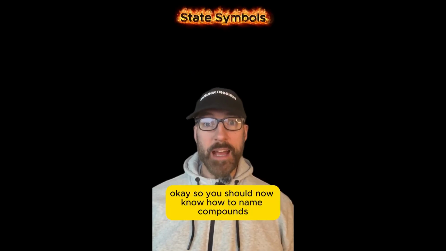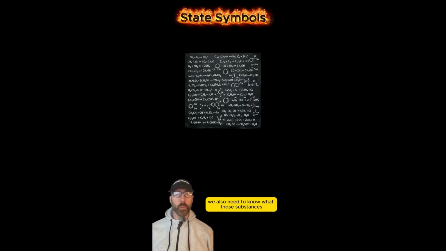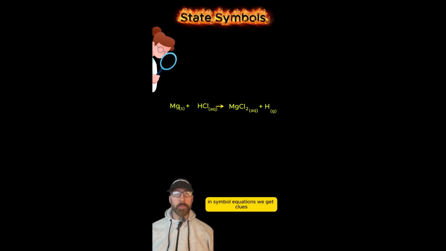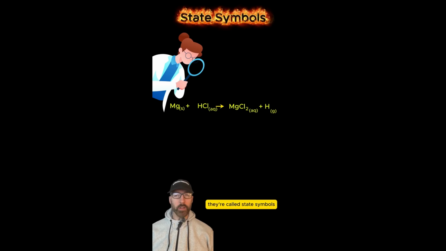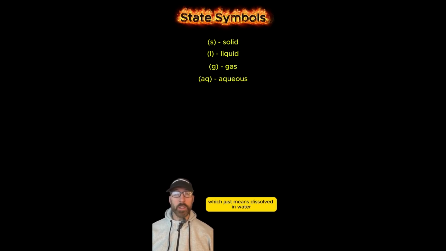Okay, so you should now know how to name compounds. But when we write chemical equations, we also need to know what those substances actually look like. In symbol equations, we get clues. They're called state symbols. State symbols tell you the state a reactant or product is in. They are written in brackets. S for solid, L for liquid, G for gas, and AQ for aqueous, which just means dissolved in water.